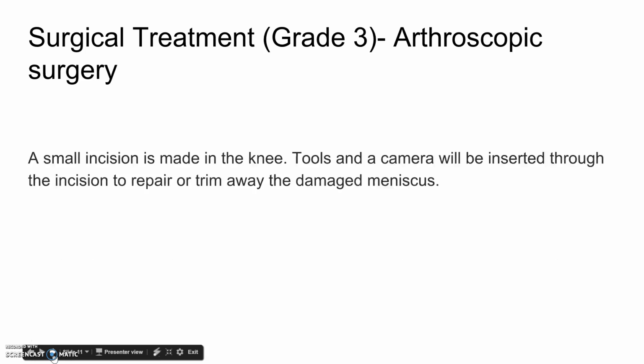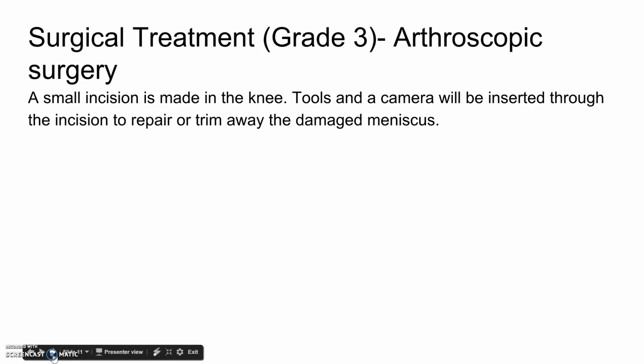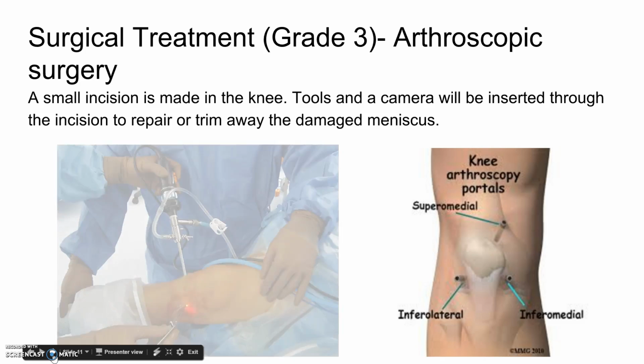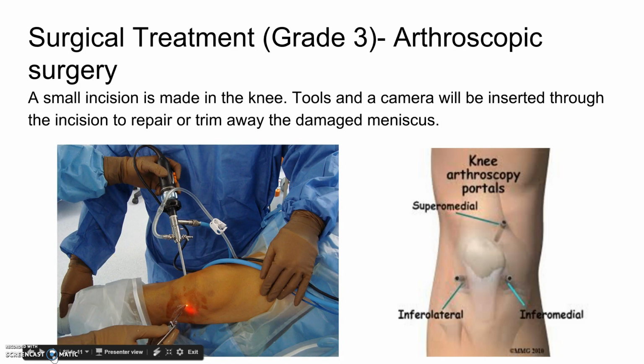And if your knee is not responding to treatment, your doctor may recommend arthroscopic surgery. A small incision is made in the knee. Tools and a camera will be inserted through the incision to repair or trim away the damaged meniscus. This is a picture of the knee arthroscopy portals. This is how the operation is carried out.